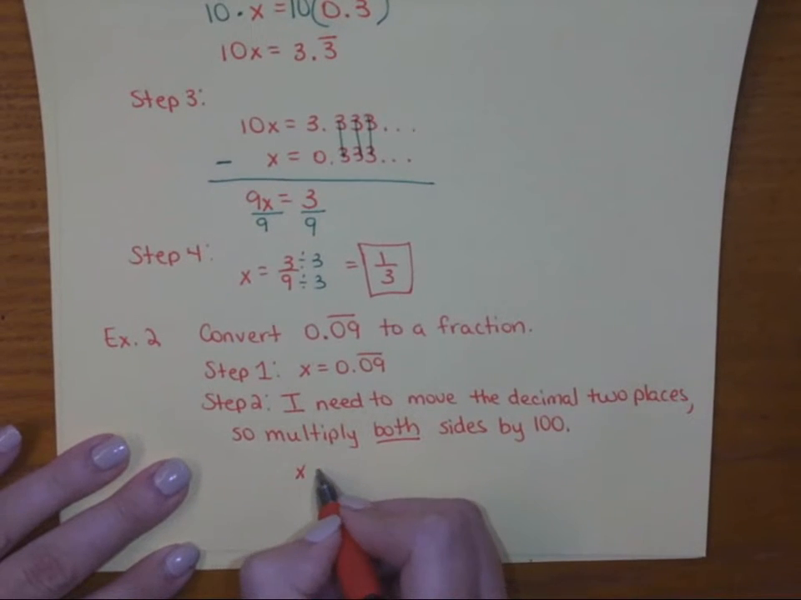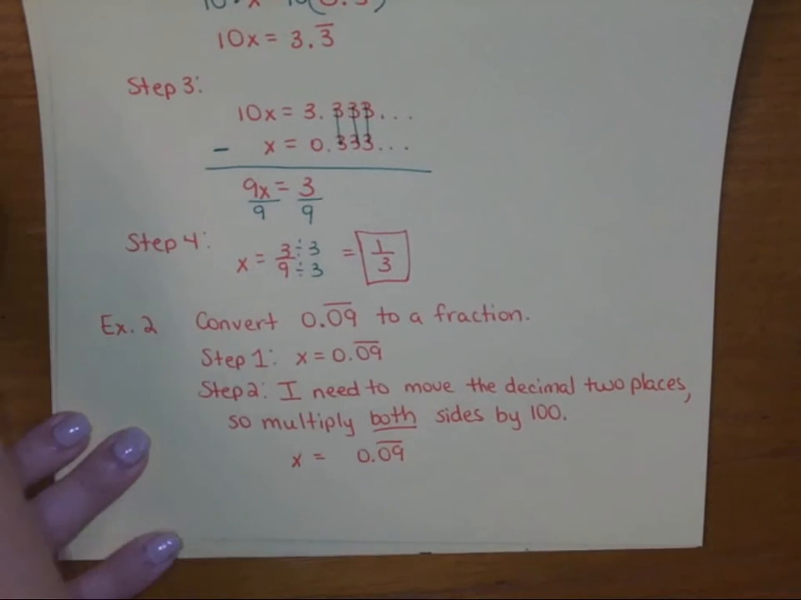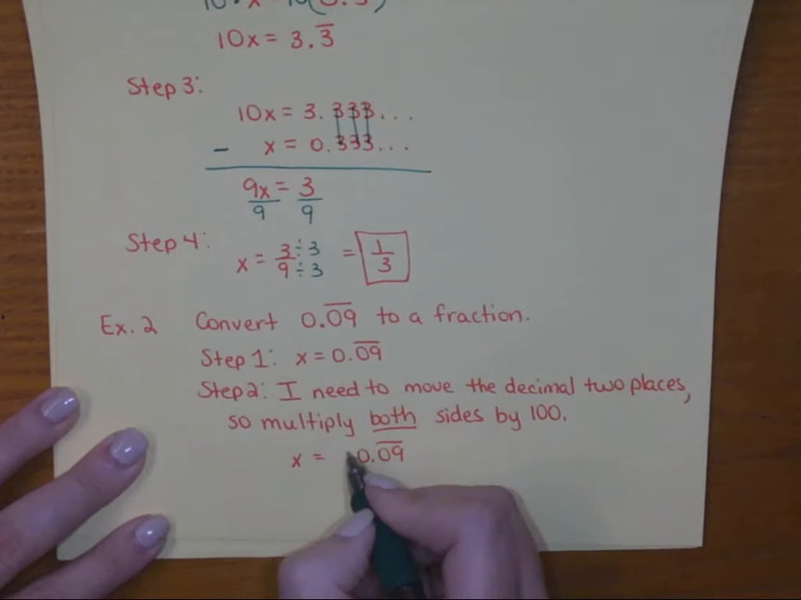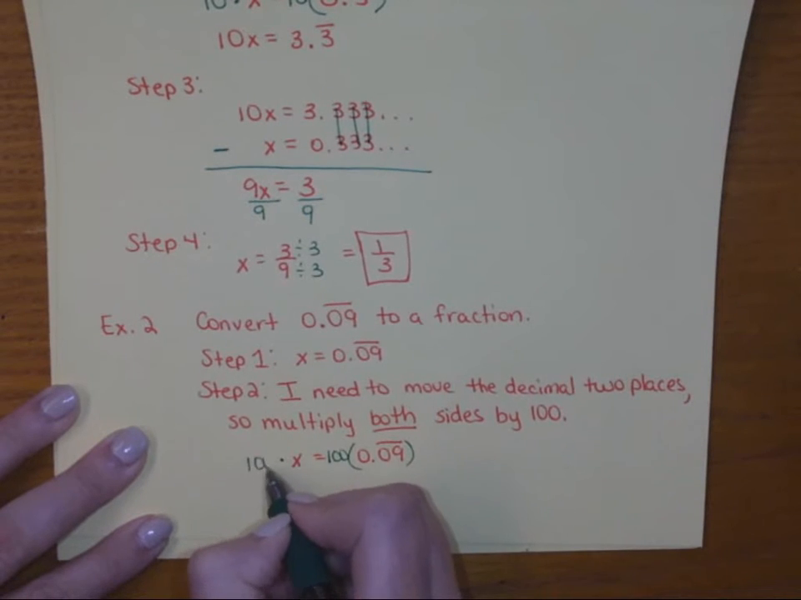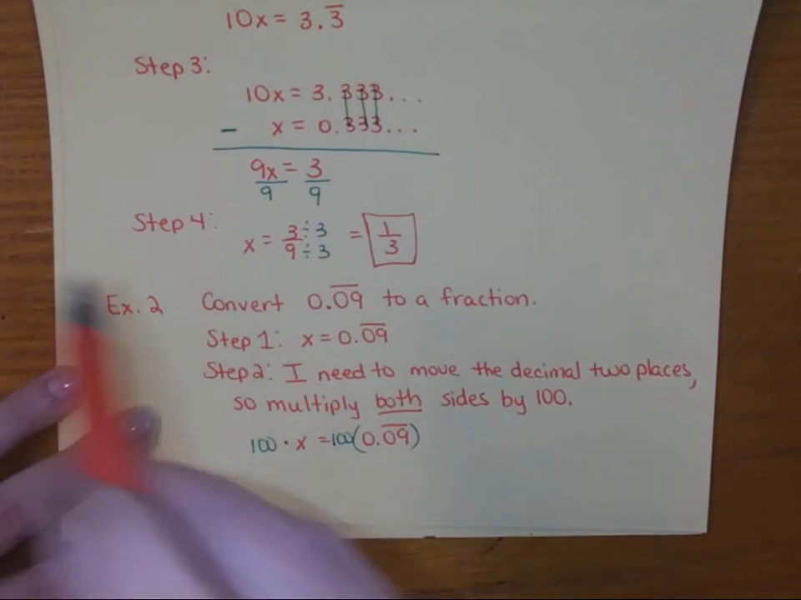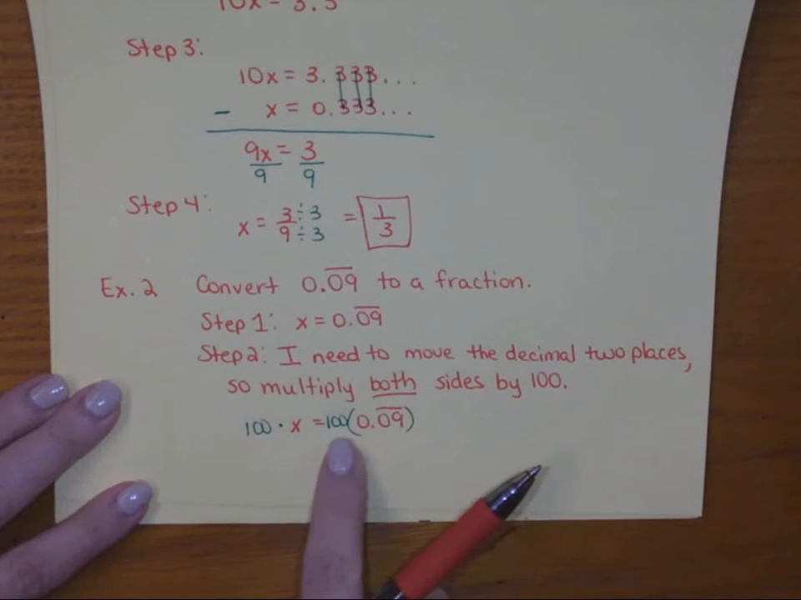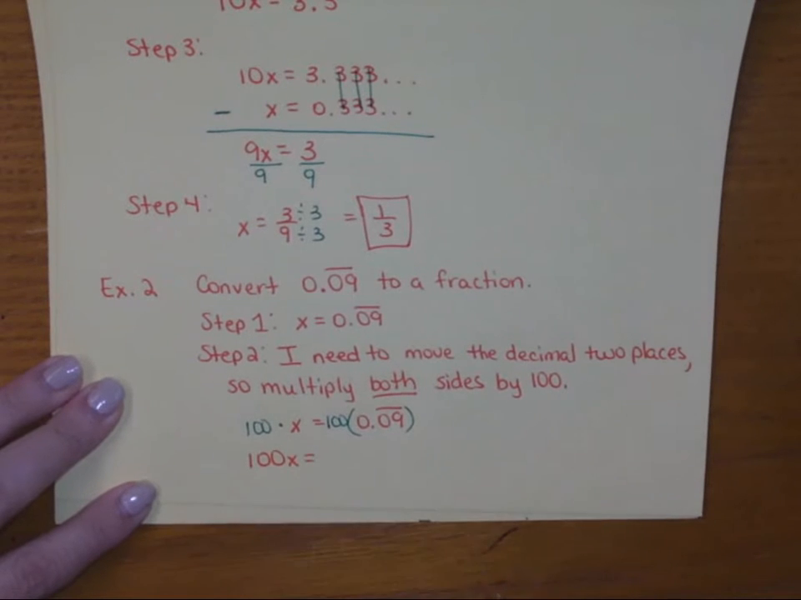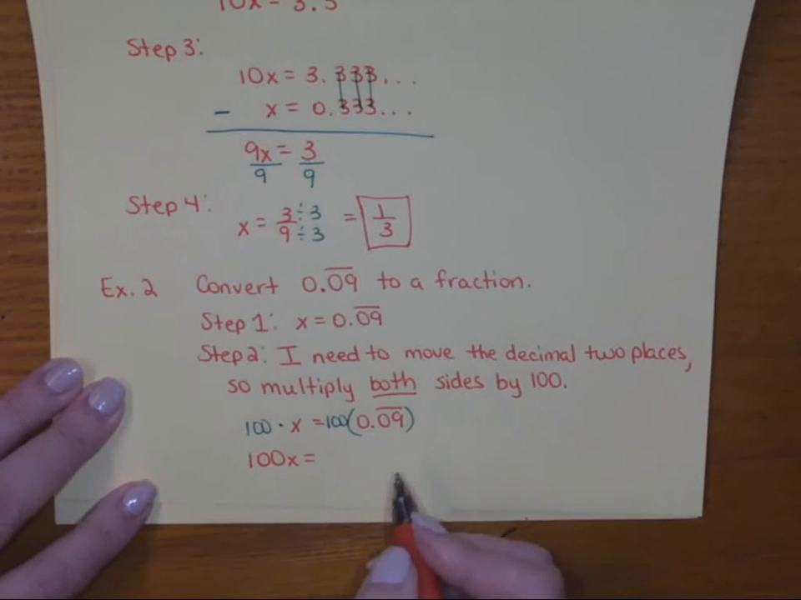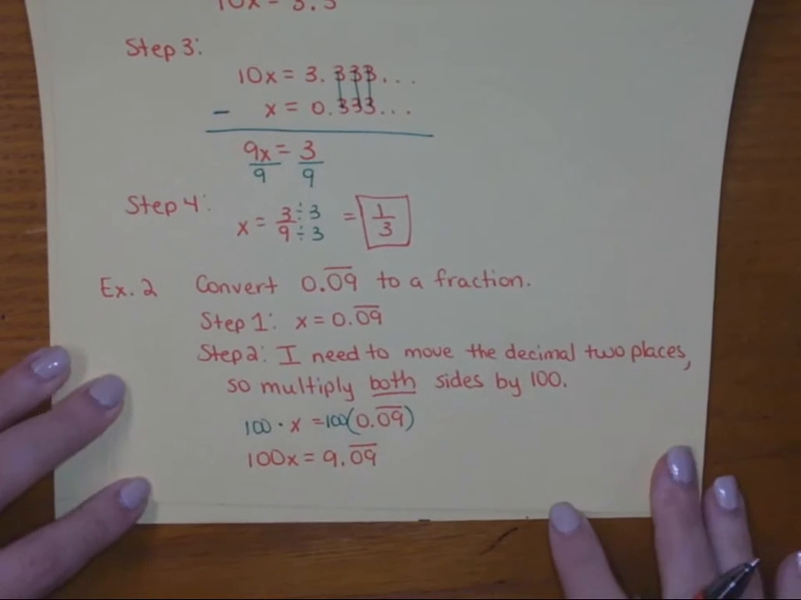So again, let's start with what I had, 0.09 with a bar over it. So I'm going to need to multiply this by 100, and the same to the left. When you multiply by a power of 10, you can think about however many zeros there are, that's how many times the decimal place will move. So you get 100x, and then if you move the decimal place twice, you're going to get 9, but the 0.09 will remain.